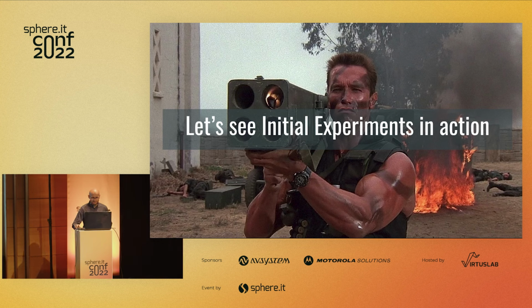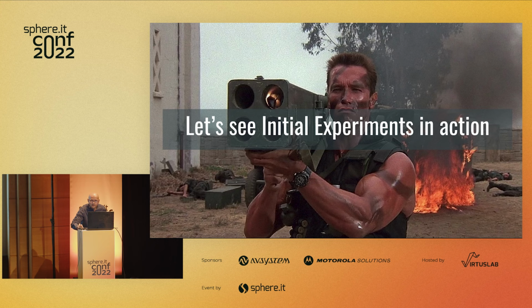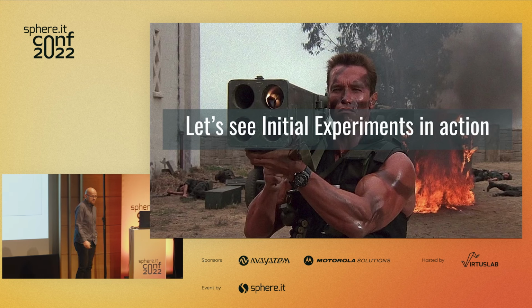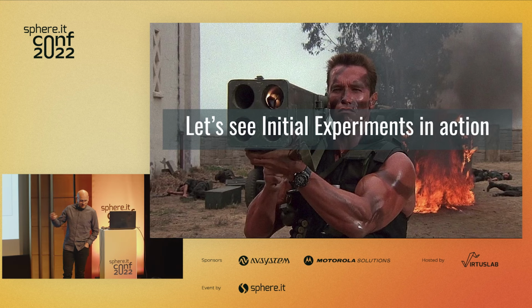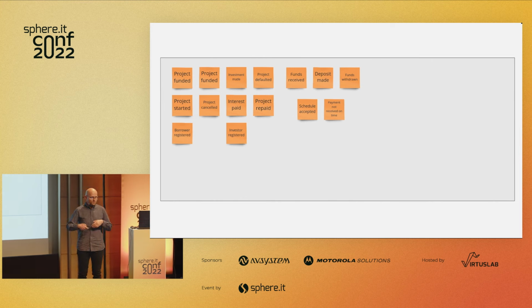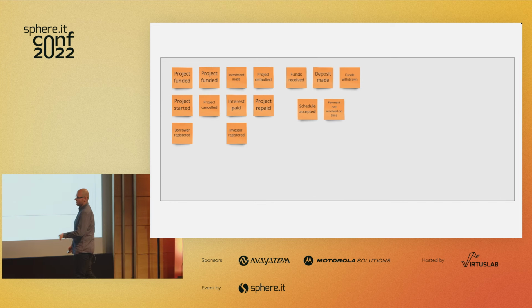OK, so let's start with an event storming session, a very little event storming session, starting with a big picture. At the beginning, we got stuff like project funded, investment made, project defaulted, project repaid. A lot of stuff actually happening here.